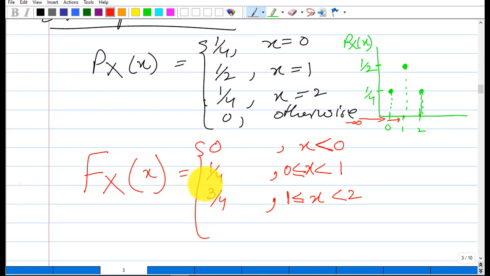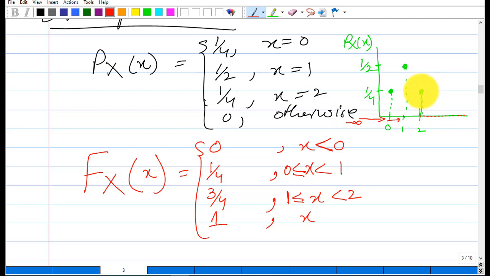Now we have 3 by 4. Now what we have to add here? 1 by 4, which is add 2. So if we add 1 by 4, it is simply 1. And simply 1 for x is, now because everything is 0 beyond here, so what will happen?